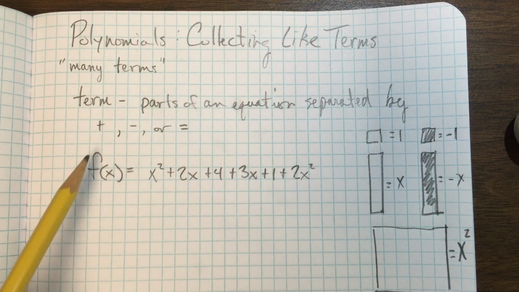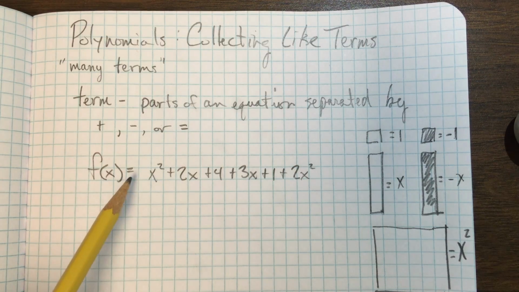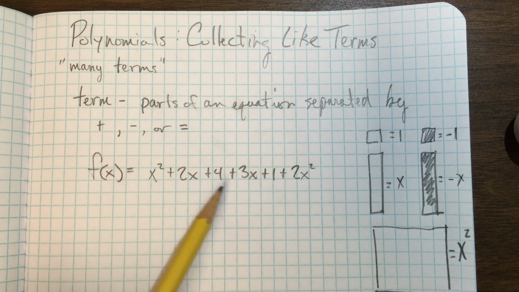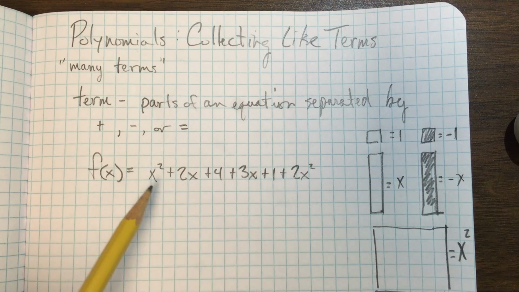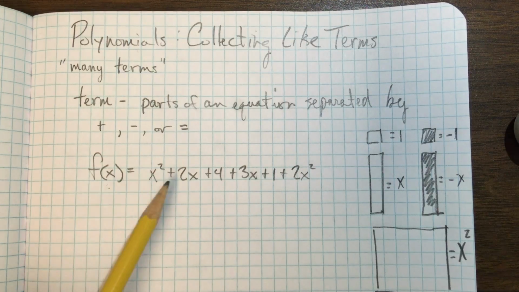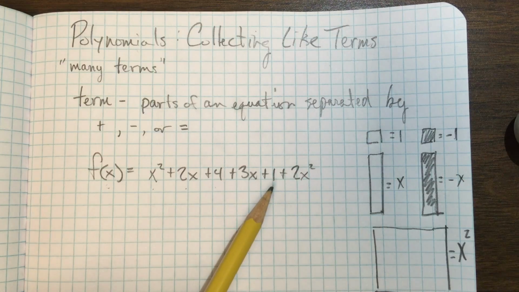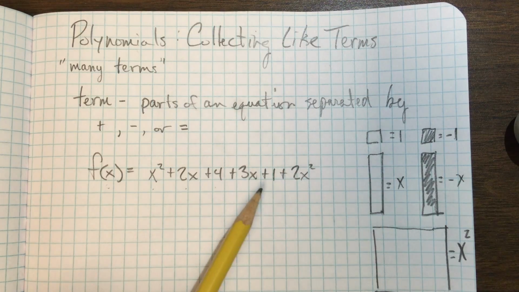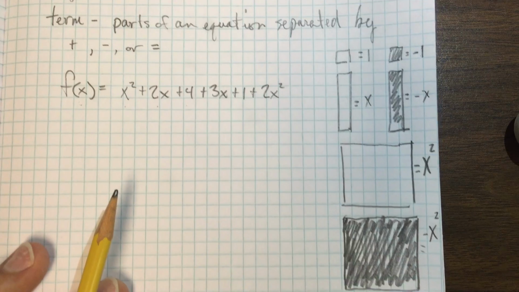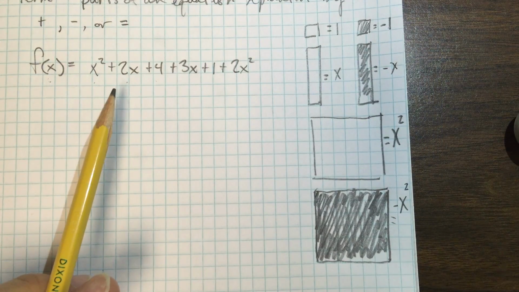Our output, f of x, is a term. X squared is a term. You see the equal sign, the addition, addition, addition, addition, and addition. So everything that's separated by addition and this equal sign, these are all separate terms. So x squared is a term, 2x is a term, 4, 3x, 1, and 2x squared are all terms. Now what we're going to be doing today is simplifying this equation by collecting like terms.